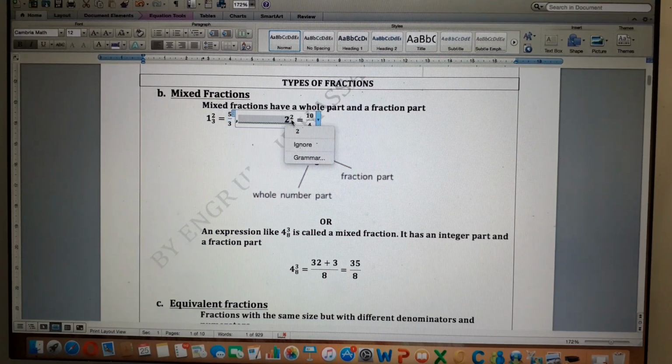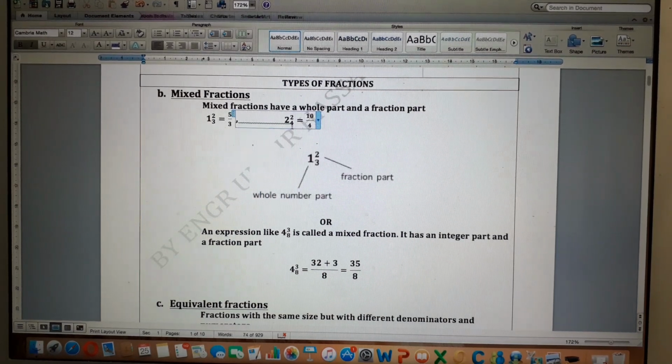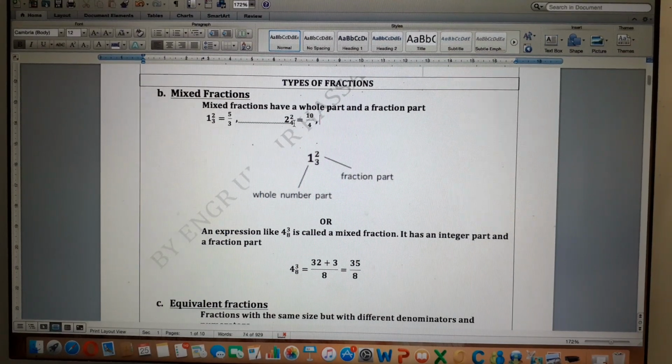Similarly, you can convert this mixed fraction into an improper fraction. How? 4 multiplied by 2 is 8 and 8 plus 2 is 10 divided by 4. So here again we have converted a mixed fraction into an improper fraction, where in an improper fraction you have the numerator larger than the denominator.